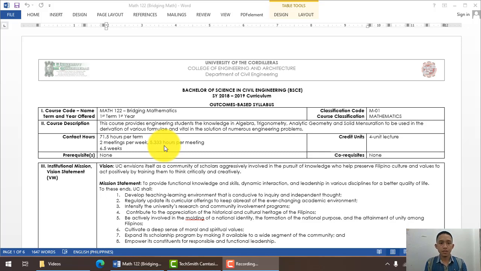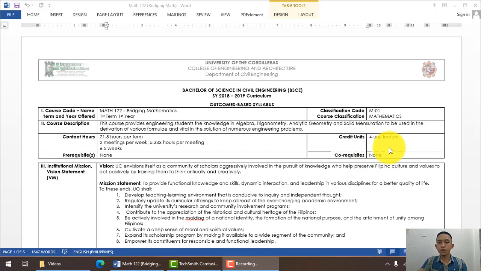the entire term. Okay, so if this is your schedule, 2 meetings per week, and you have 5.33 hours per meeting, or 5 and 1/3 hours, then we will be completing this for a total of 7.5 weeks. Okay, 7.5 weeks. By the way, the units to be credited in your course is 4 unit lecture. This is equivalent to 4 unit lecture.